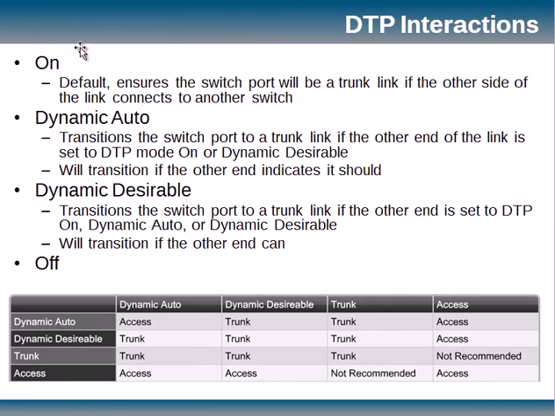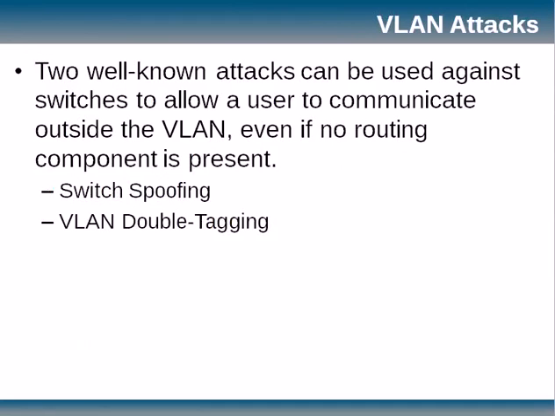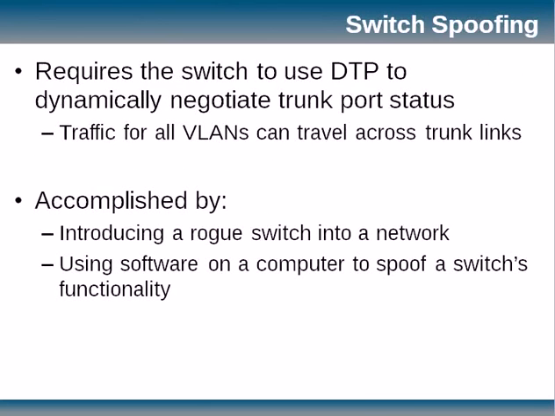I show you that elsewhere in the course material. But you also have the ability to try to force an interface to be a trunk interface, or let the other side tell you whether you should be a trunk or not. Again, it's all leaving things to chance. I cannot recommend Cisco's Dynamic Trunking Protocol just because you need to know what's on the other side of your network. As far as VLAN attacks go, there's a couple well-known attacks: switch spoofing and VLAN double-tagging.